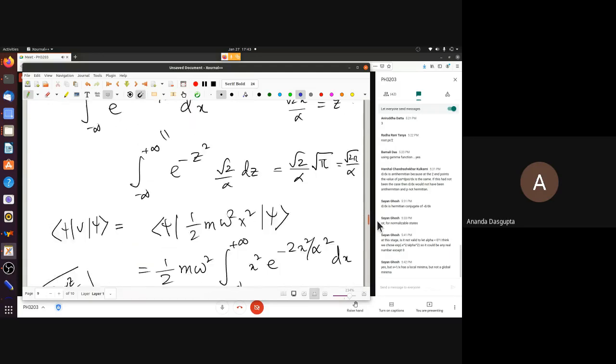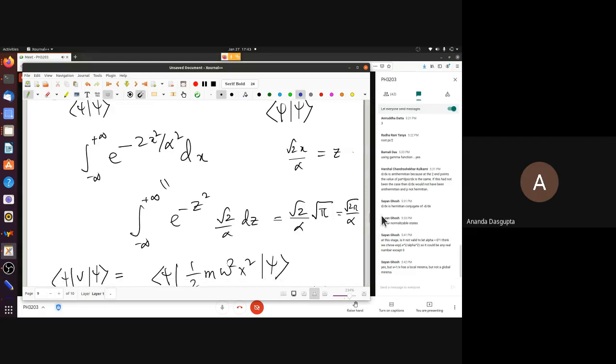Can anybody tell me in this whole calculation, where did I choose alpha to be positive? So carrying out the Gaussian integral, is that it? Here, if alpha had been negative, would these limits have been -infinity to +infinity? Okay, that's a very important point, really. Thanks for pointing that out. This is something which we do unconsciously very often.